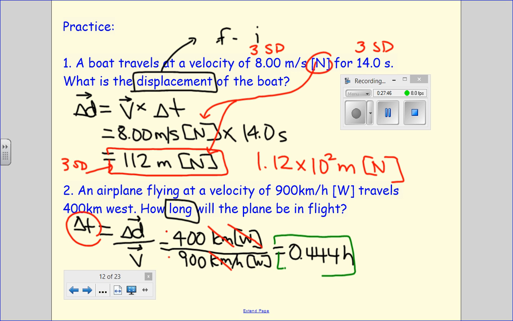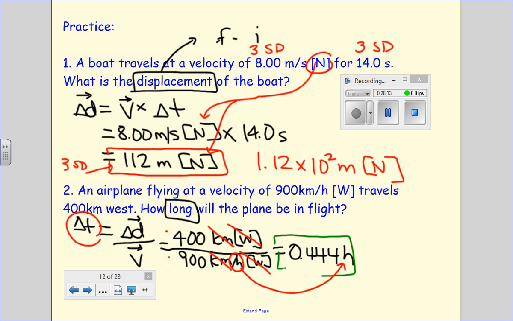I have west on the top and west on the bottom. So even though west isn't technically a unit, it's there in both spots. So it would make sense that it gets canceled out for my final calculation. The only thing that's left is hours. That's how I knew it was my unit. This question also has 3 significant digits in it because both of my original values had 3 significant digits.